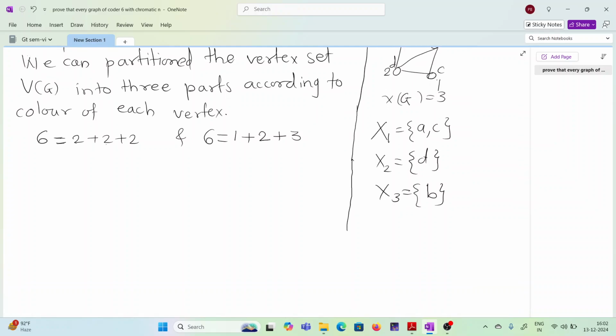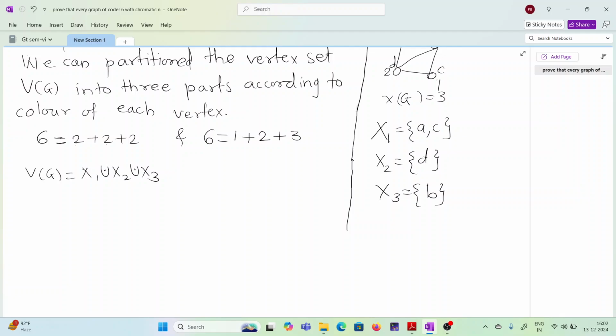So if the partition is like this, 6 is equal to 2 plus 2 plus 2, then what does it mean? The vertex set of G is divided into 3 subsets X1, X2, X3, such that the vertex set of G is equal to X1 disjoint union X2 disjoint union X3. What does disjoint union mean? The union of all three will be the vertex set of G, and the intersection of X1 and X2 is empty, X1 and X3 is empty, and X2 and X3 is also the empty set.